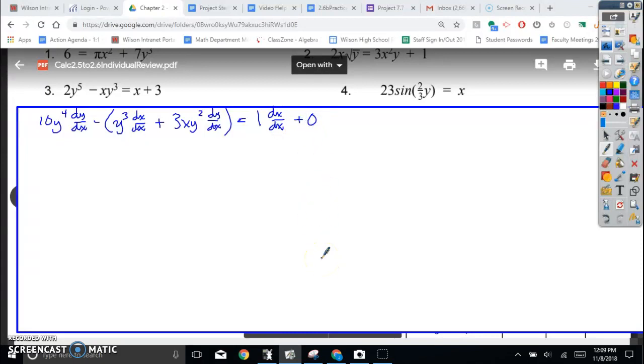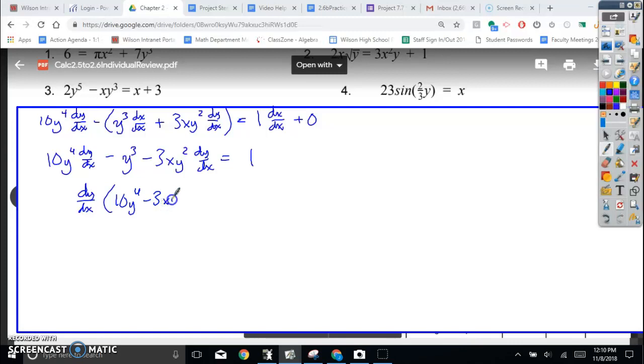So let's do some housekeeping here and distribute this minus in. So 10y to the fourth dy/dx minus y cubed minus 3xy squared dy/dx equals 1. 1 plus 0 is 1. Okay, so dy/dx is going to stay over here. In fact, I'll pull a GCF because I'm keeping them out over here for a while. This will be just 10y to the fourth minus 3xy squared. I'm going to move this over, so this will be 1 plus y cubed over here.